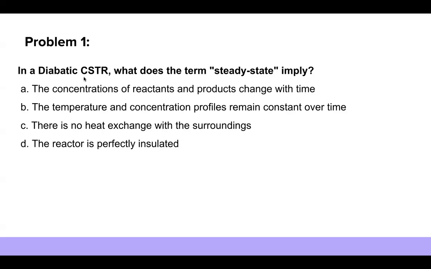Yeah, so in a diabatic CSTR, so diabatic means in the CSTR we had right now, we had a coolant jacket. So there is heat transfer happening between the coolant fluid and the reactor fluid. There is no mass transfer, only heat transfer. So it's the opposite of adiabatic. In this, what does steady state imply?